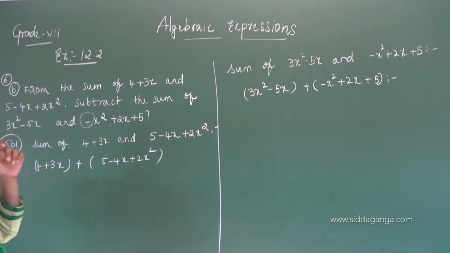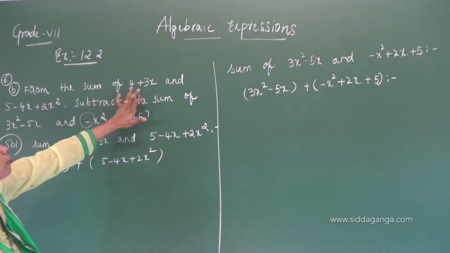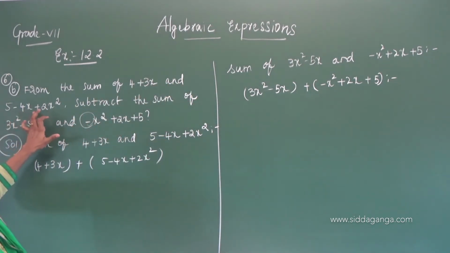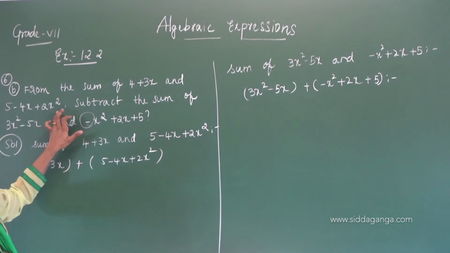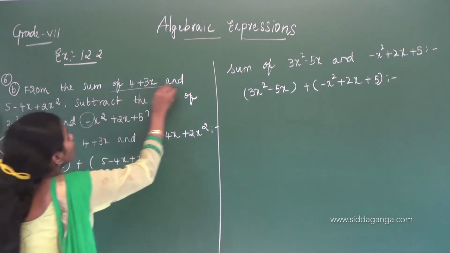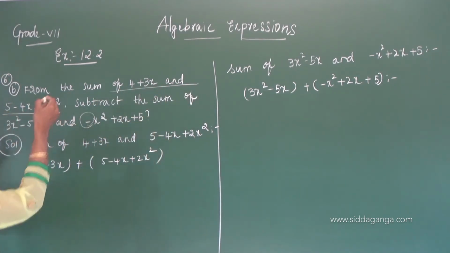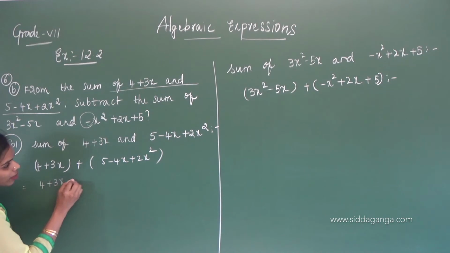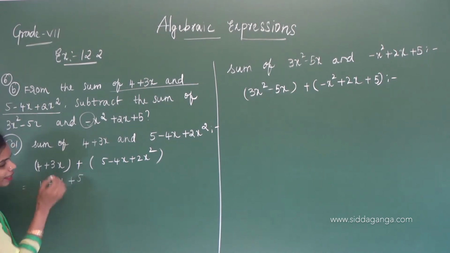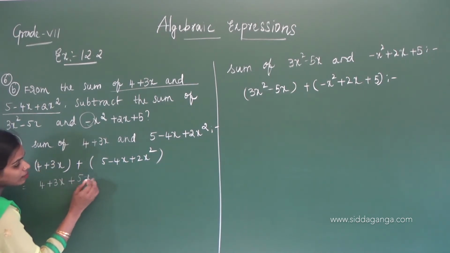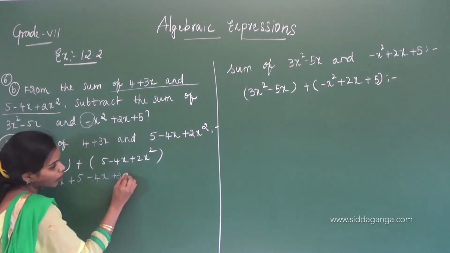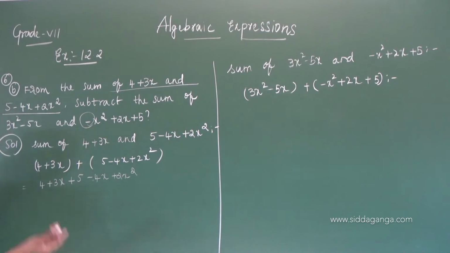Okay, what we did: from the sum of 4 plus 3x and 5 minus 4x plus 2x square. That means you have to add these two expressions, correct? Whatever is in the question, you have to write that first. 4 plus 3x plus 5 minus 4x plus 2x square, correct?